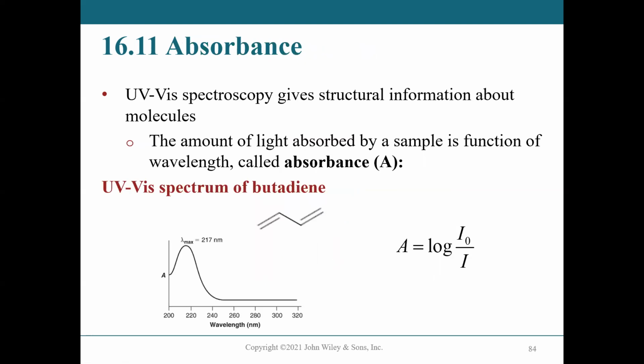So we use this technique called UV visible spectroscopy, and it gives us structural information about molecules. The amount of light absorbed by a sample is a function of wavelength, called absorption. So we have absorption on the y-axis here. Absorption is unitless, and we have wavelength on the x-axis. So we're plotting absorption versus wavelength.